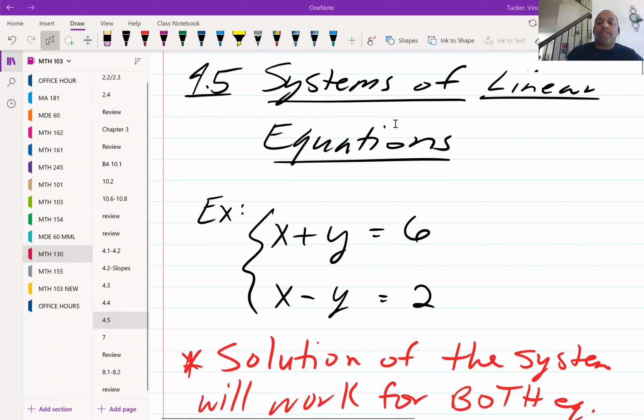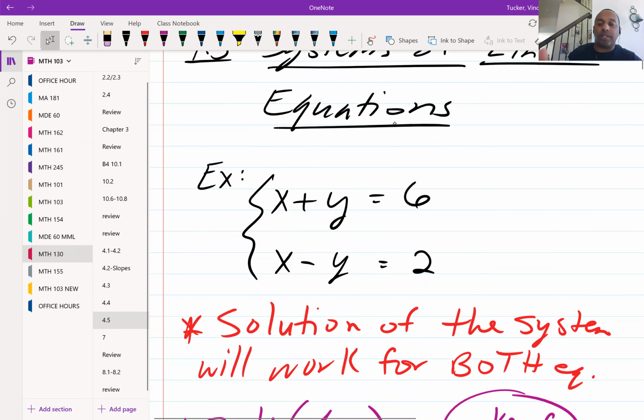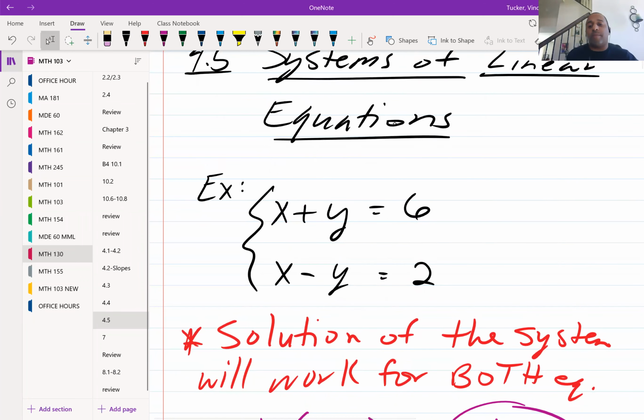So we have this system now. We want to find a solution not just for one of these equations, but for the whole system. In other words, the solution has to work for both equations. That's what I wrote down in the red. We need an ordered pair that makes both statements true, not just one.